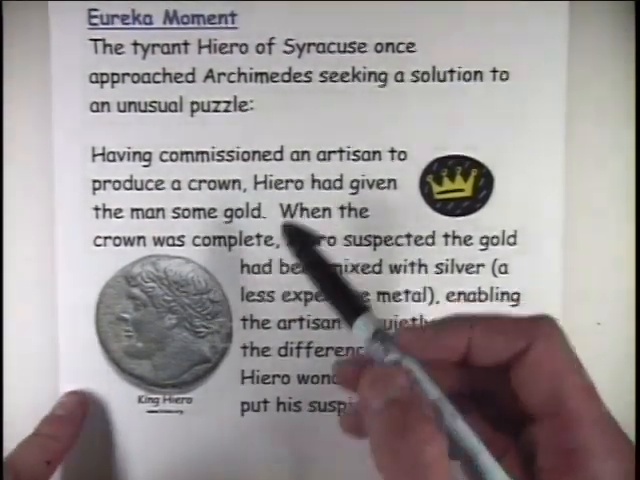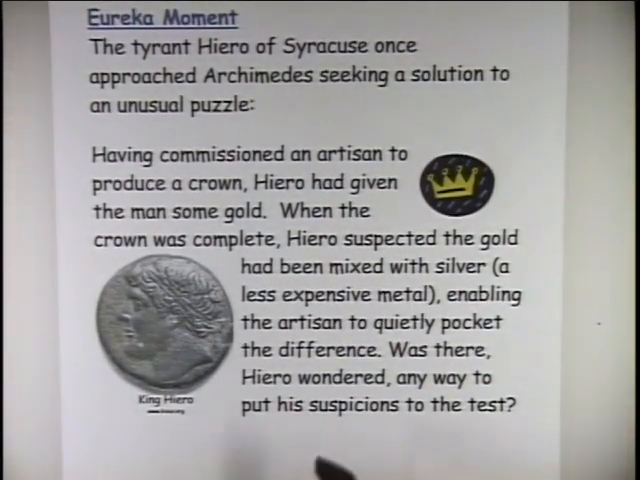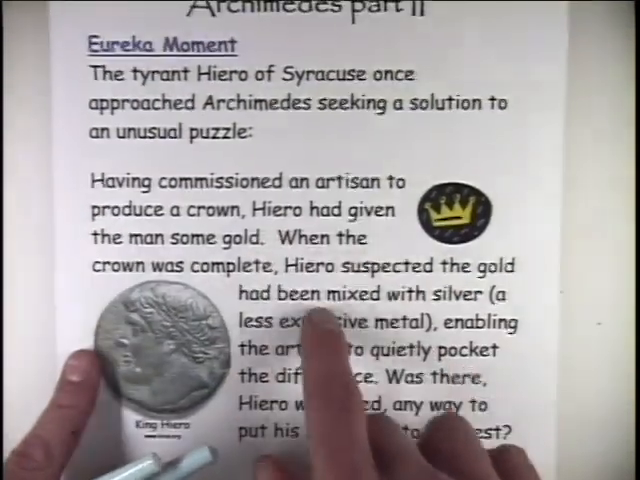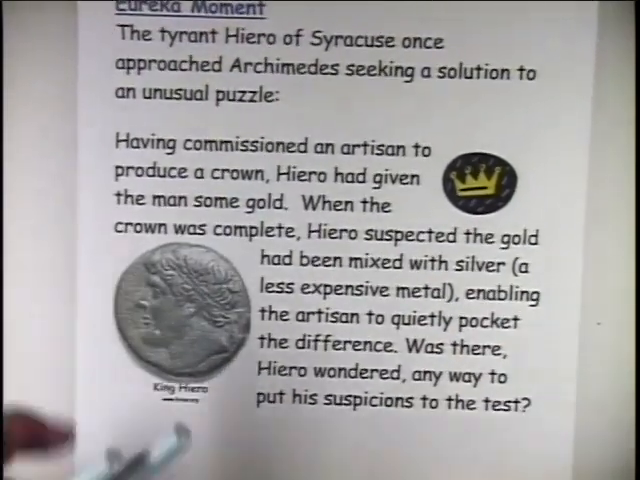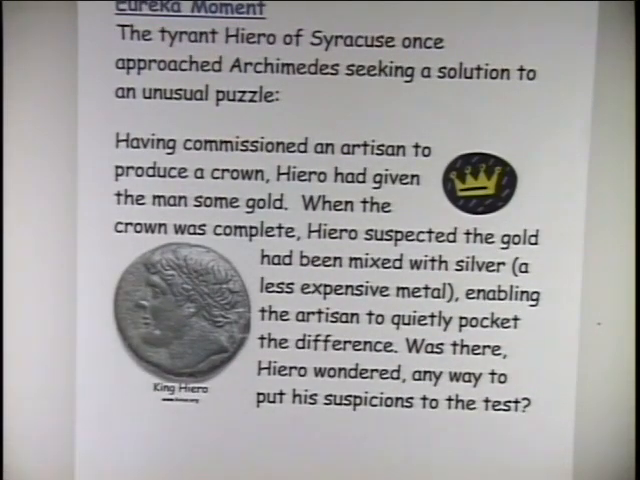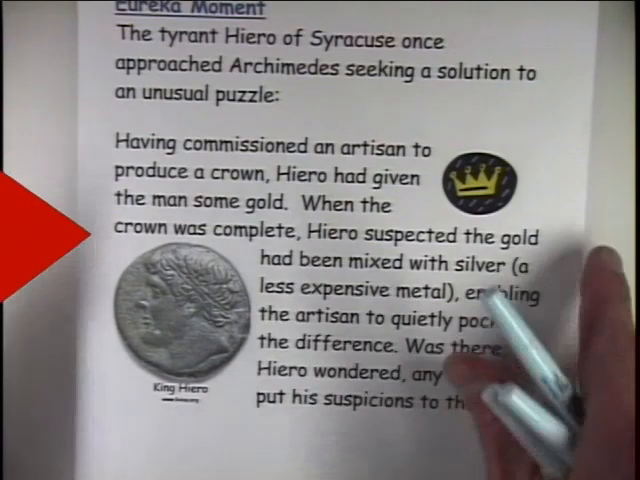Well, the king knew about Archimedes and gave the task to Archimedes to try and discover if in fact the crown was made of the pure gold he had given the artisan, or if he had mixed it or substituted with it some cheaper alloy. Okay? Now, how in the heck is Archimedes back in 300 BC going to figure this out?